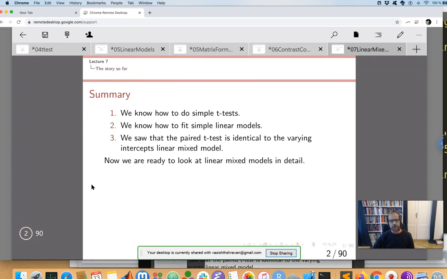Okay, so what do we know so far? We know how to do simple t-tests. We know how to fit simple linear models with continuous or categorical predictors. And we got a little glimpse of the connection between the t-test, the paired t-test, and the linear mixed model, right? Because I showed you that the estimate of the t-value from a paired t-test is the same as that from a varying intercepts linear mixed model several lectures ago. So that's the background to all this. We also know how contrast coding works in the linear modeling framework. All that knowledge can now be used automatically in the linear mixed modeling framework, right?